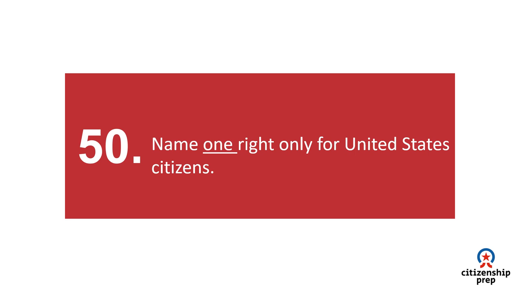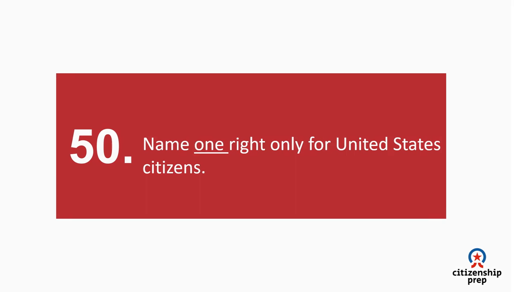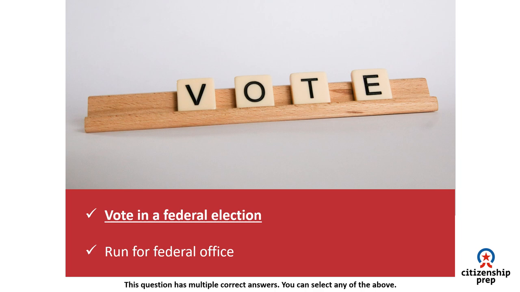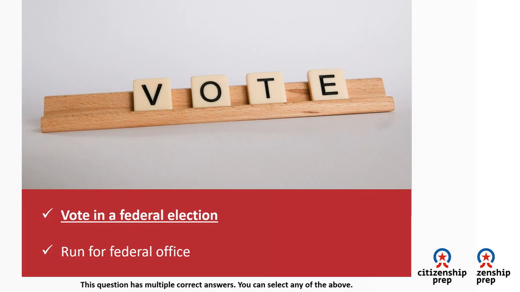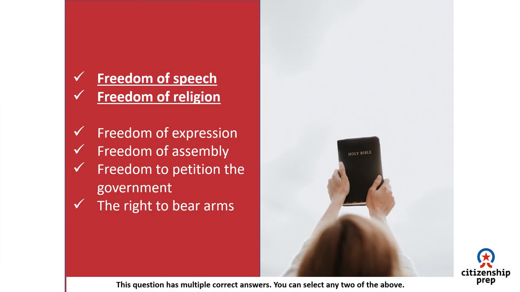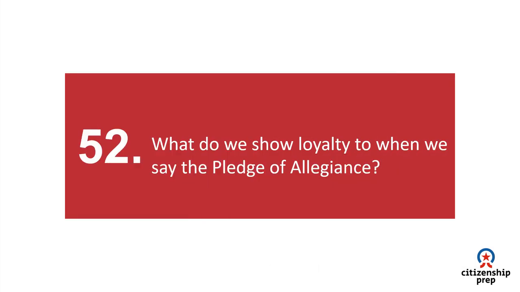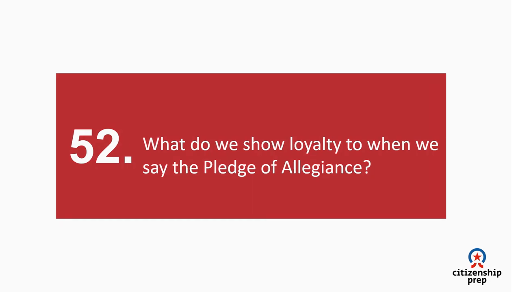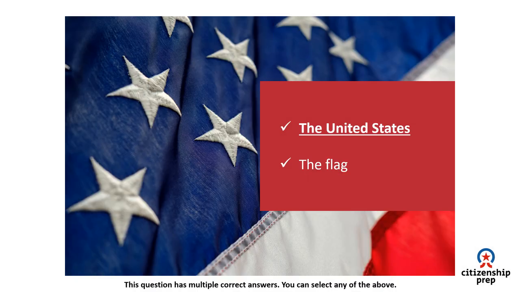Name one right only for United States citizens. Vote in a federal election. What are two rights of everyone living in the United States? Freedom of speech and freedom of religion. What do we show loyalty to when we say the Pledge of Allegiance? The United States.